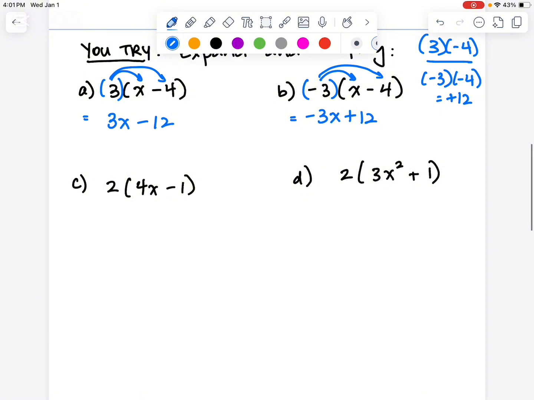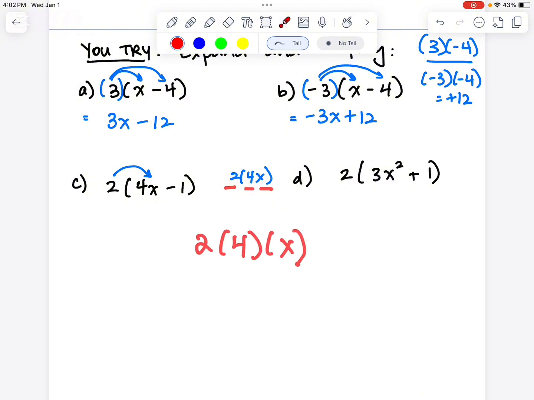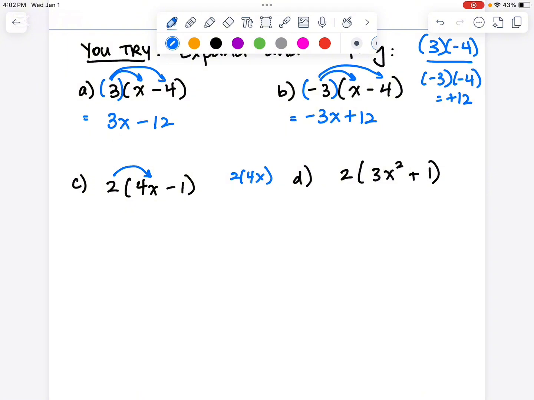So part C is a little bit more difficult, only because I need to multiply 2 times 4x. Now the rule with that is, again, what this means is 2 times 4 times x. So I could rewrite it this way if I wanted to. So whenever you have these questions, you're going to multiply the coefficients, the whole numbers, together, and then keep the variable. So this becomes 2 times 4 is 8. I keep the x. And then 2 times -1 is -2. Again, if that makes sense, pause the video and try D.